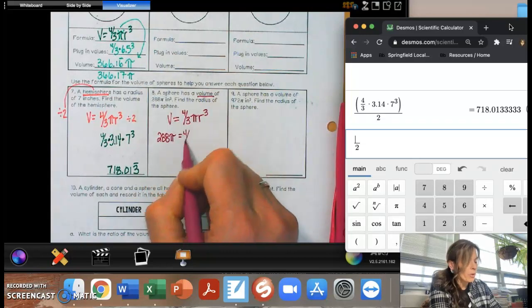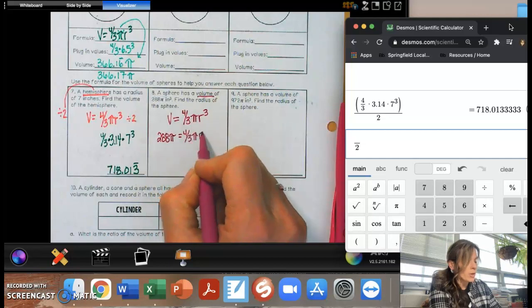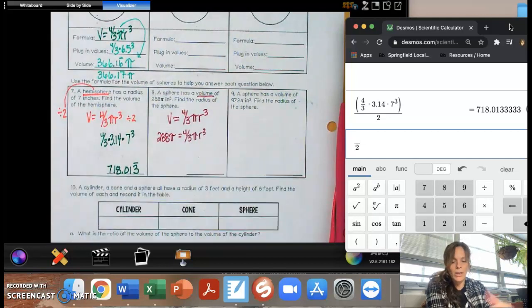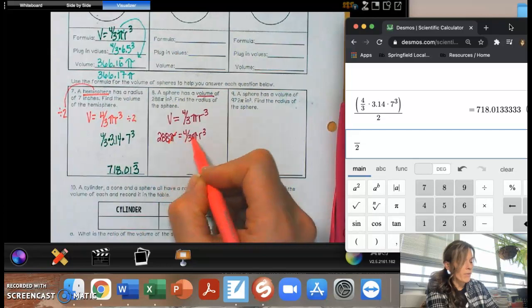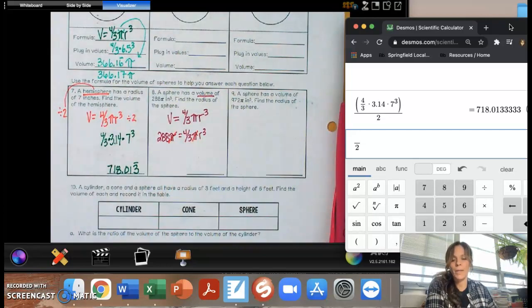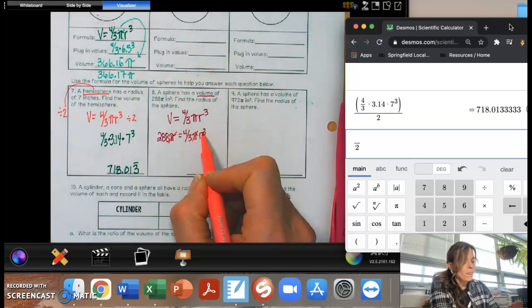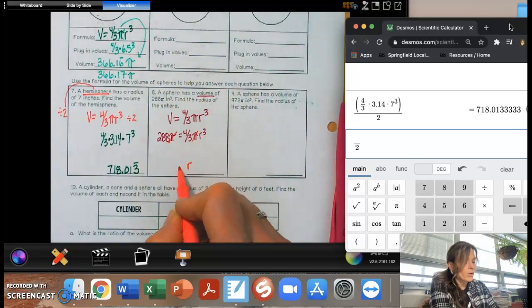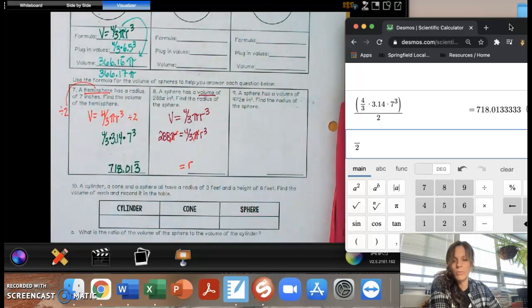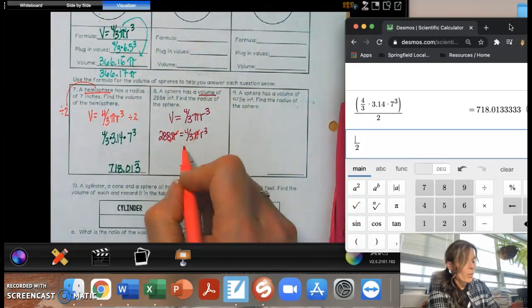I'm going to keep my 4/3 pi and my r cubed. Hopefully you guys know anytime you have the same number on the left and the right, you can cross them out. So really, I have 4/3 times r cubed, and I need to solve for r. Not necessarily right now. I've got to take it one step at a time.